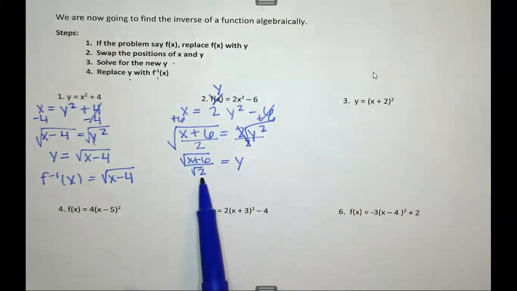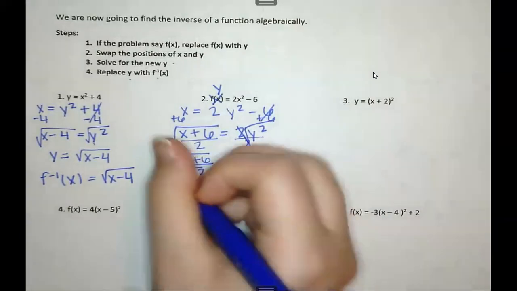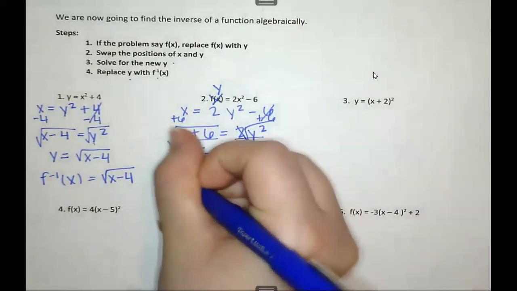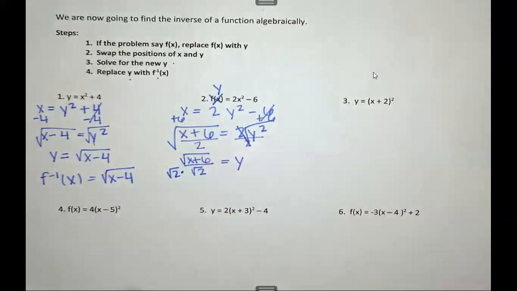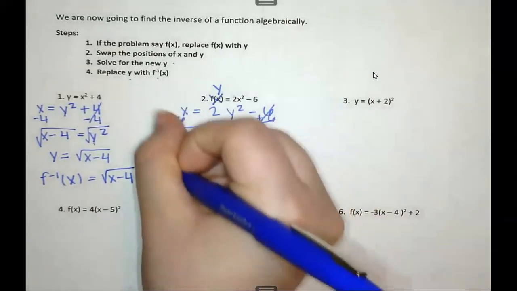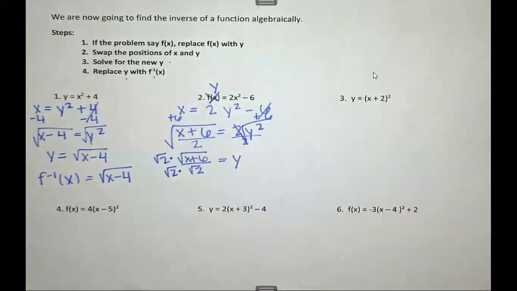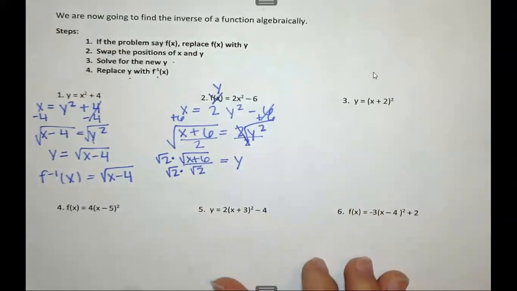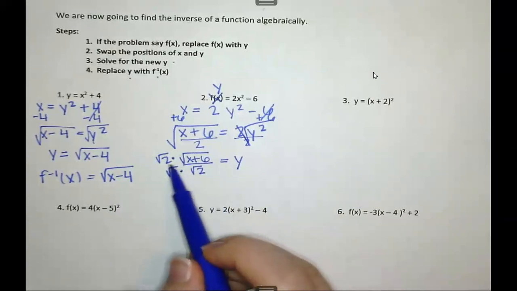Now, we are almost done, but we do not like having square roots in the bottom of a fraction. So, to get rid of the square root around the 2, you multiply it times itself. But rules say if you do something to the bottom of the fraction, you also have to do it to the top. So now I just need to multiply this together.